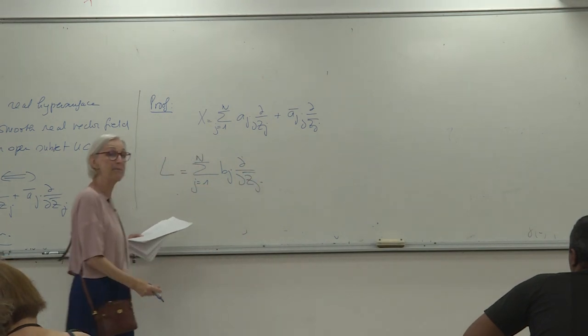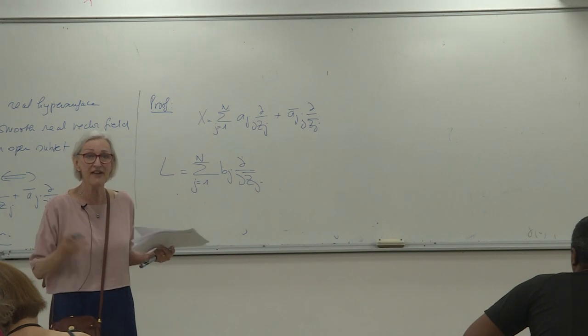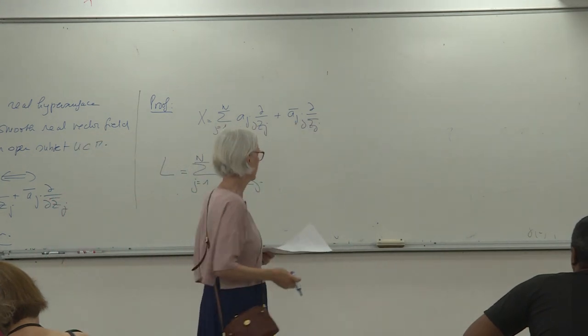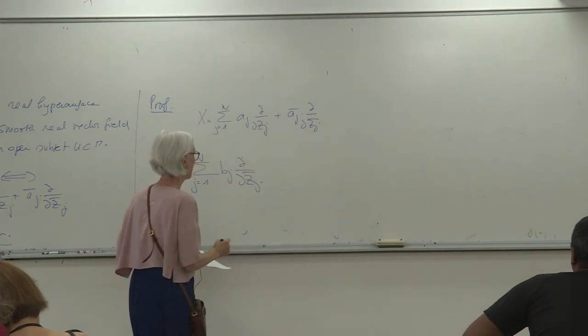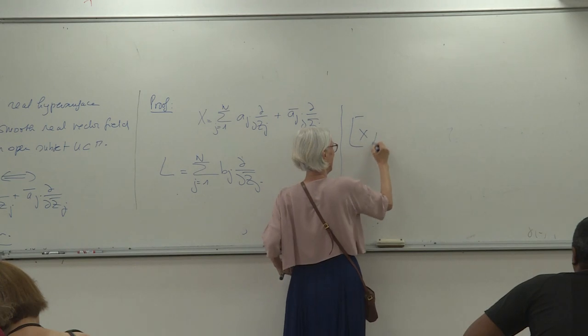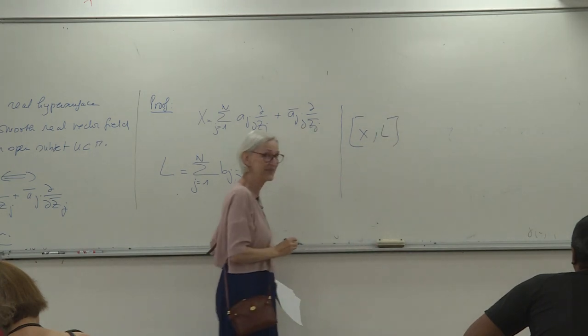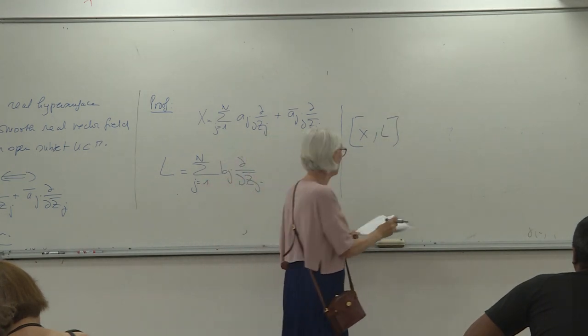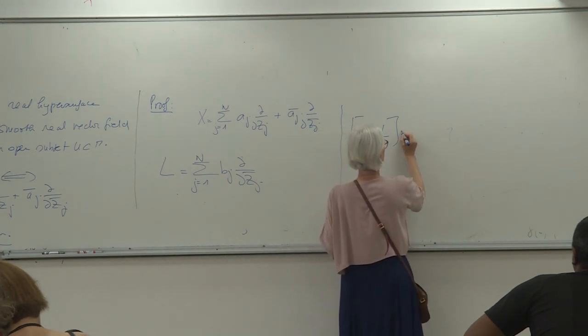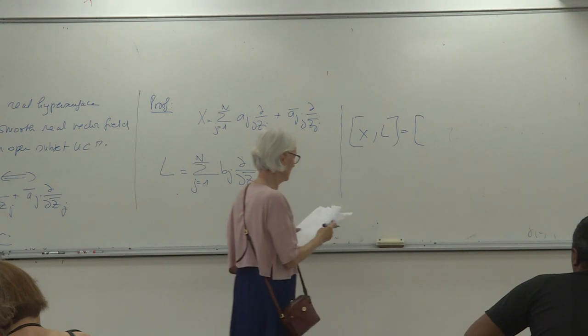Okay? The b_j are smooth functions. Everything is smooth. And now I take the bracket. So I have to compute [X, L]. Since you are maybe not too familiar, I will do the detail.